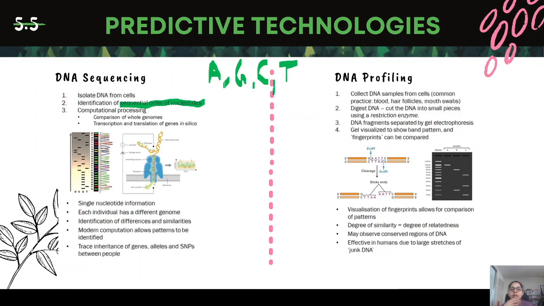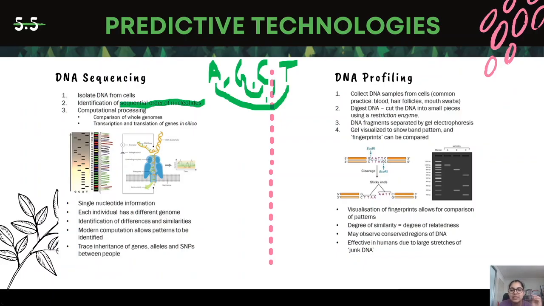Alright, and the way they pair up, the mnemonic we used to use was apples in a tree and cars in a garage. So adenine pairs up with thymine, and guanine pairs up with cytosine, cars in a garage. When they pair up, these sequences are what make up our DNA.